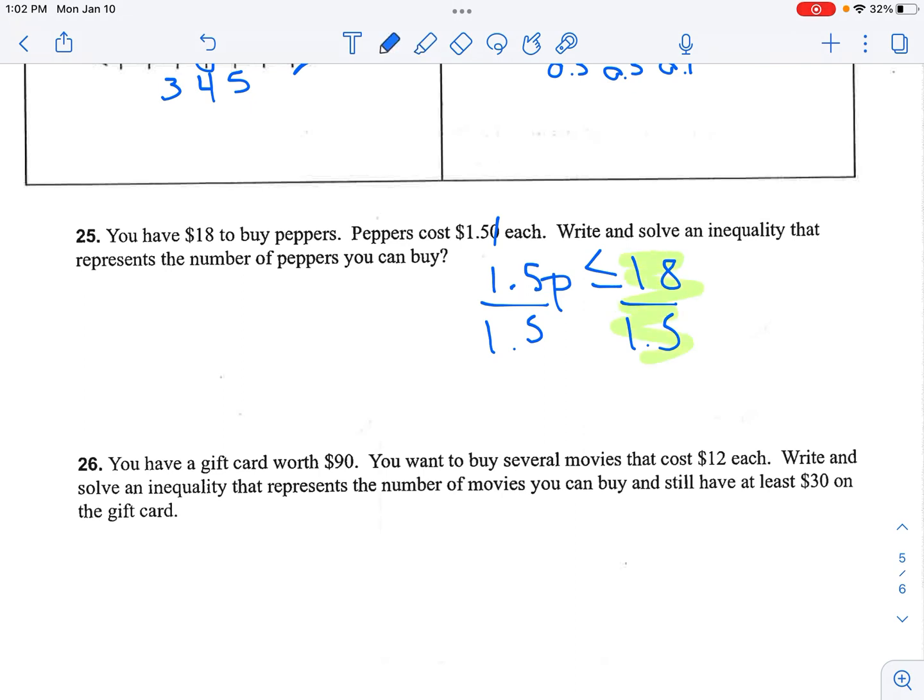So to solve this problem, we're going to come over here and divide 18 by 1 5/10.